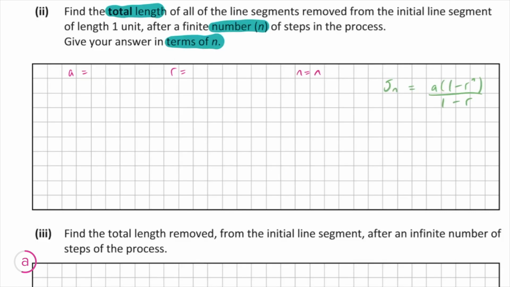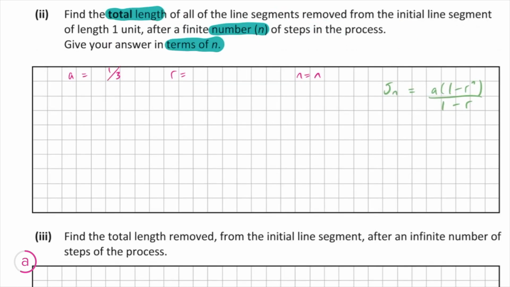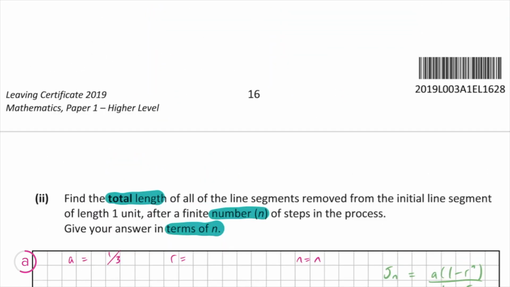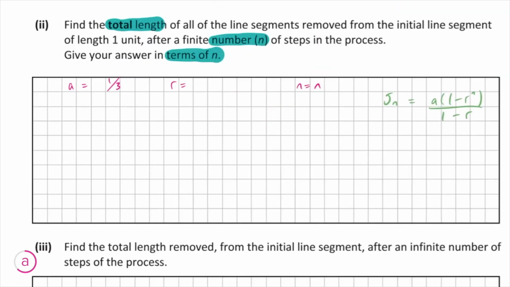Now all that's left to do is first of all identify a, which is the first term of the sequence, and that's step 1, which is equal to 1/3. Then r is whatever we multiplied our first step by to find our second, and our second to find our third. You can either divide step 2 by step 1, or really any step by its previous step, or you can just see that the top line gets multiplied by 2 and the bottom line by 3. Whichever way you do it, you'll find that r is equal to 2 over 3, and n is just equal to n because we're told to write it in terms of n, so we want an n in our answer.